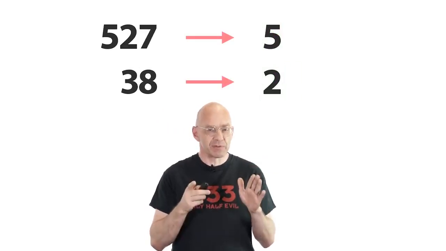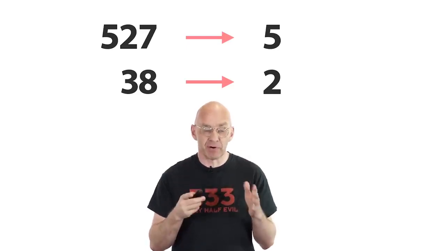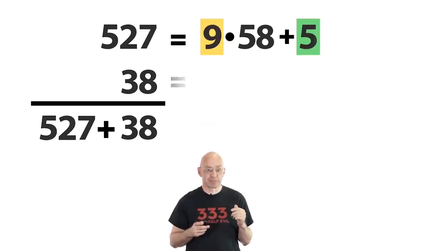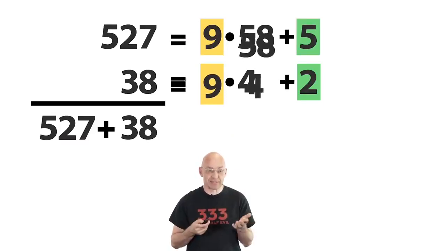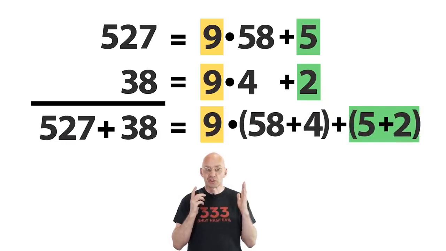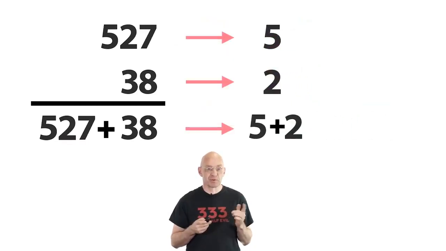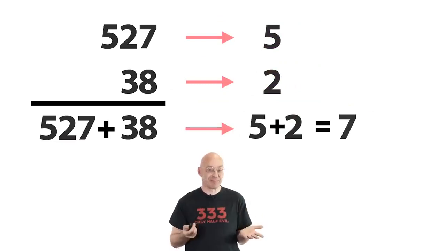Okay, what if you are also interested in the remainder of the sum of 527 and 38? Well, of course, you can just add the two numbers, divide by 9, and this way find the remainder. Yes, you can do that, but there is a much quicker way. Have a look. Again, 527 is 9 times 58 plus 5, and 38 is equal to this. Okay, adding the stuff on the right, we get this. So what this shows is that the remainder of the sum on the left is simply the sum of the original remainders, 5 and 2. 5 plus 2 is 7, and so the remainder is 7. Super simple, right?